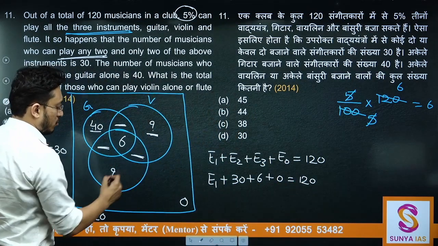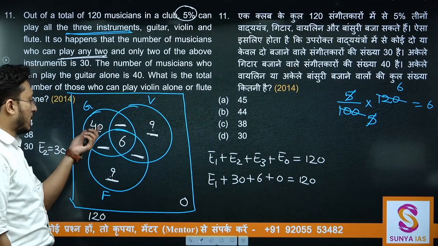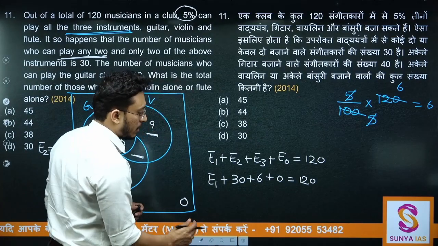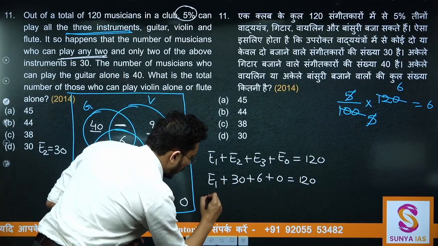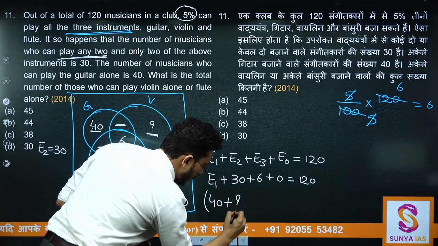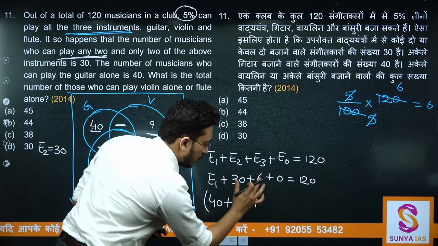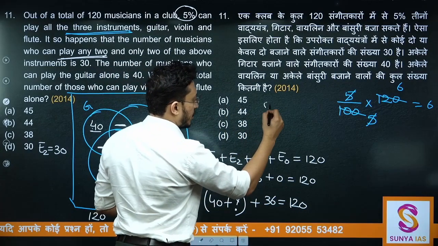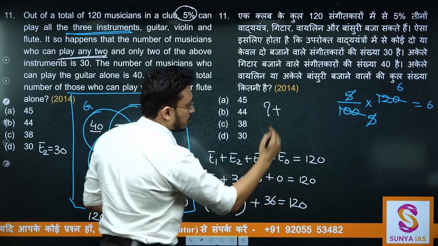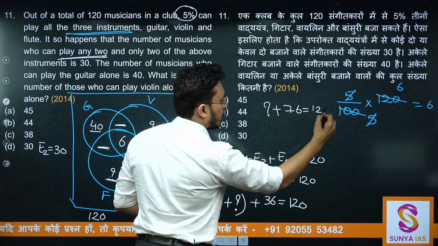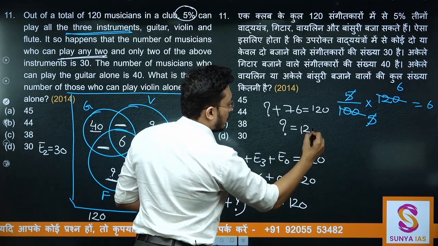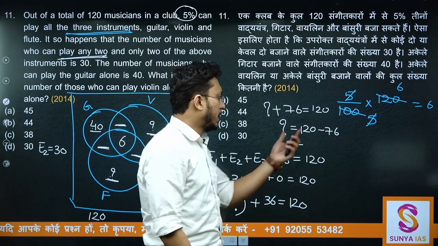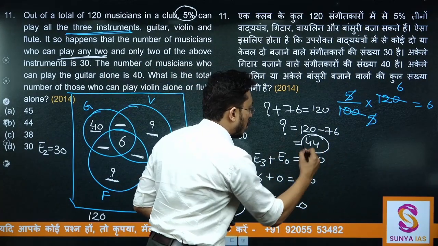If I add these two, this is what they are needing. E1 separately would be equal to this 40 plus the question mark that I am supposed to calculate, plus 36, is equal to 120. Let's do it here. So the question mark that you are supposed to calculate, plus 40 and 36, which is 76, is equal to 120. This question mark is 120 minus 76. This is what is needed here. So this will be equal to 44.